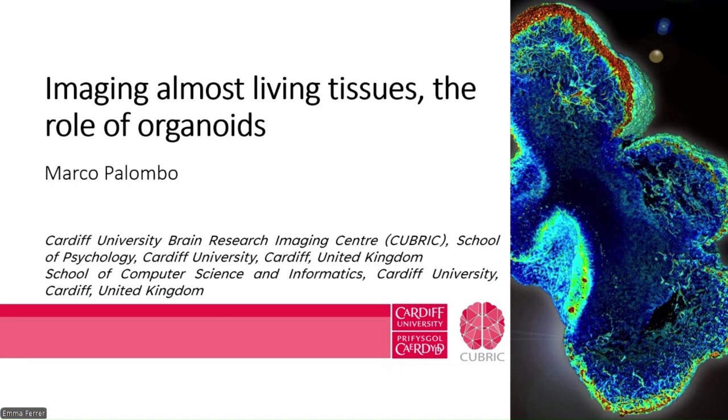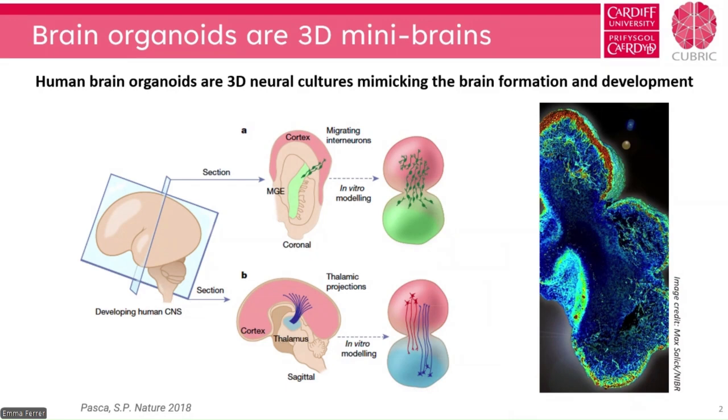In today's talk, I will start by introducing what organoids are, brain organoids in particular, why I think they are an interesting system for validation, and what has been done so far with MRI. For those of you that have never heard about them, brain organoids are actually 3D neural cultures aimed at mimicking the brain formation and development.